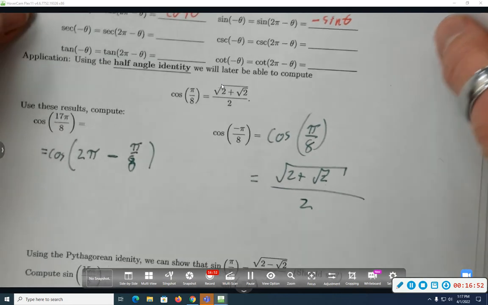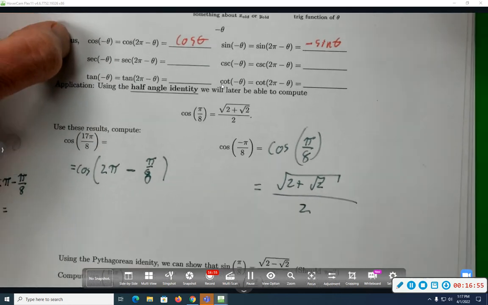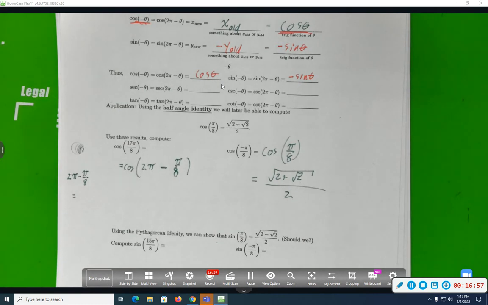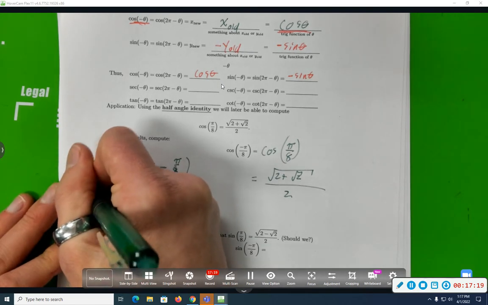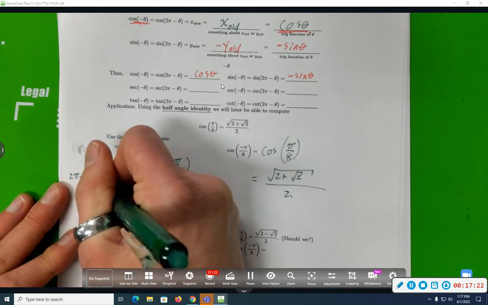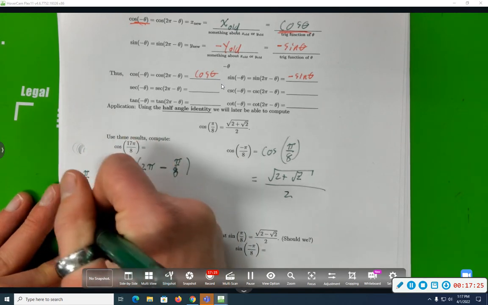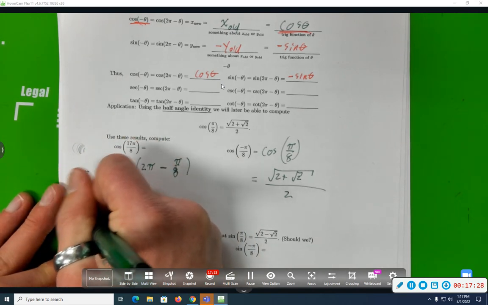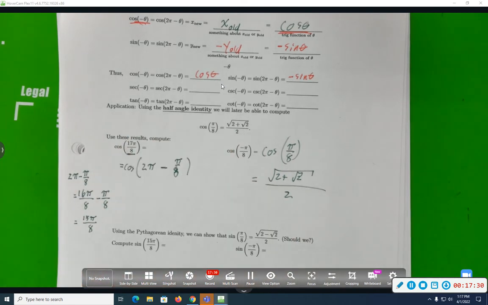Oh, you can't see what I just wrote. I should just zoom out a little bit. 2 pi minus pi over 8. Looks like there's a common denominator there of 8. So how should I rewrite 2 pi to do fraction addition easily? 16 pi over 8 is how I should write 2 pi. All right, those fractions are now easy to write. So it looks like that is equal to 15 pi over 8.